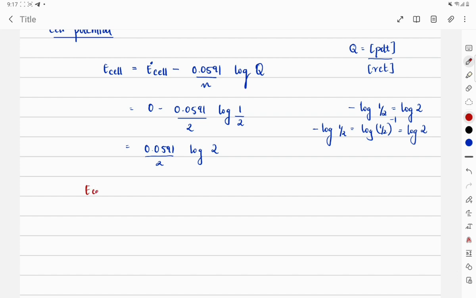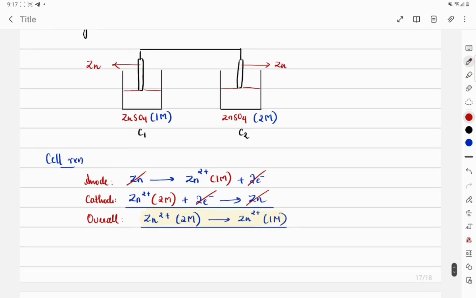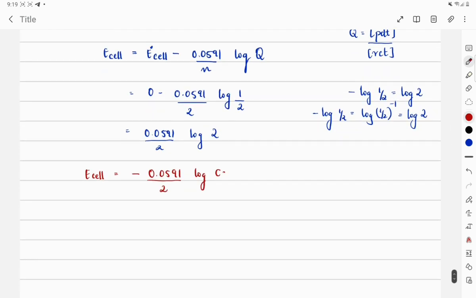So I'll have E cell is equal to minus 0.0591 divided by 2. The minus came because I'm not using this equation, I'm using the very first equation. So log of product concentration is C2. The product is 1 molar concentration, which is C1. So product is C1 and reactant is 2 molar concentration, that is C2. So it will be C1 by C2. So let's write C1 divided by C2.